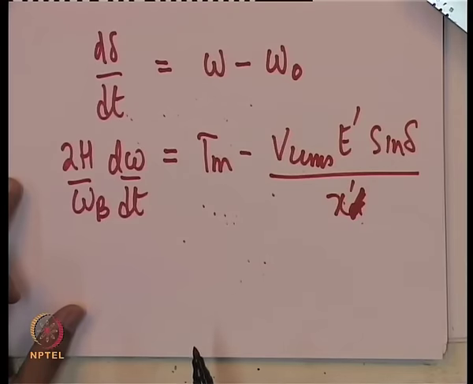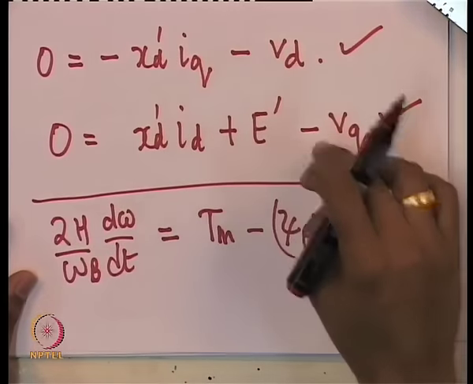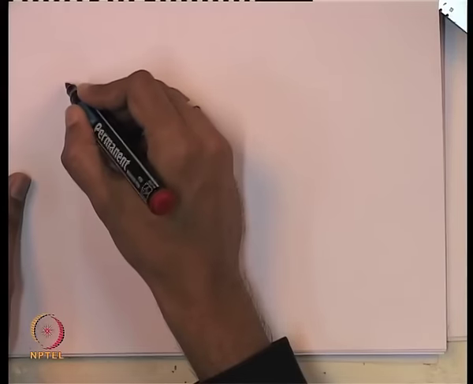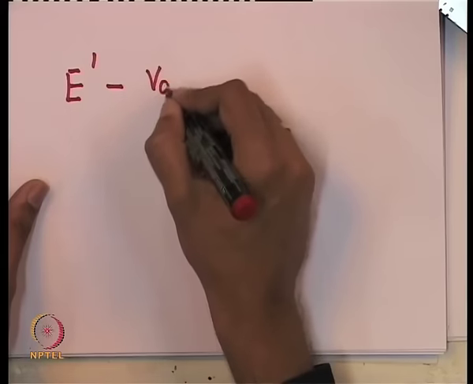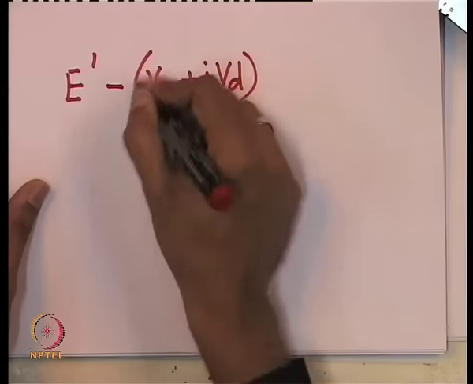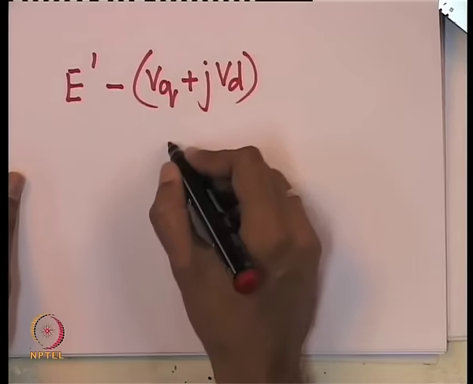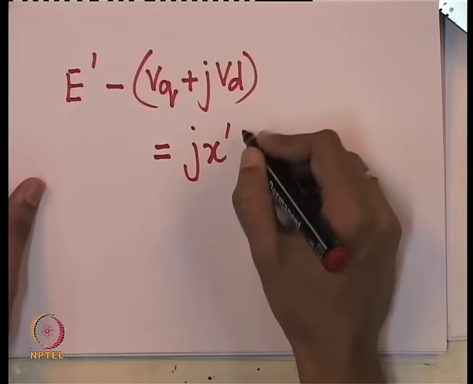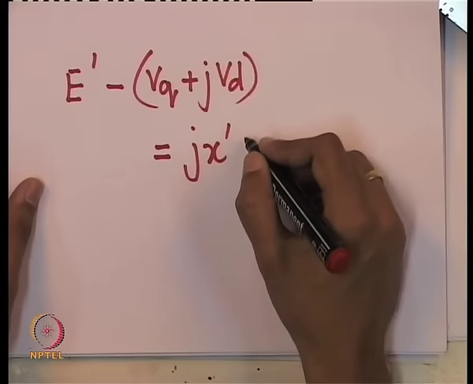Now another interesting thing is, from these algebraic equations, you can write this very compactly. You will have E dash minus V q plus j V d. This is just multiplying the second equation by the complex number j. E dash minus this is equal to j x dash. X dash is nothing but x d dash. We need not apply the subscript any longer because we have equated the d and q axis completely.